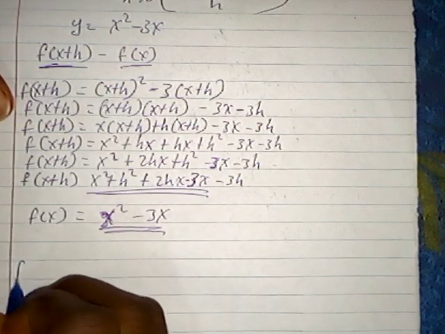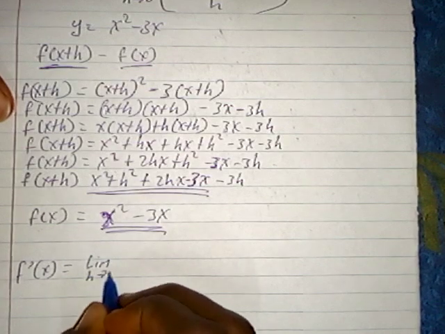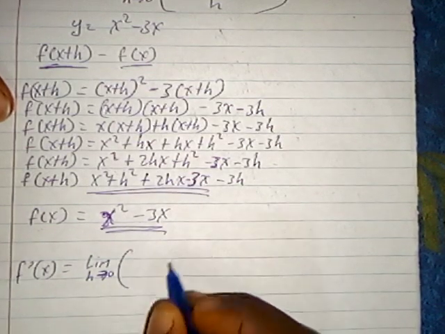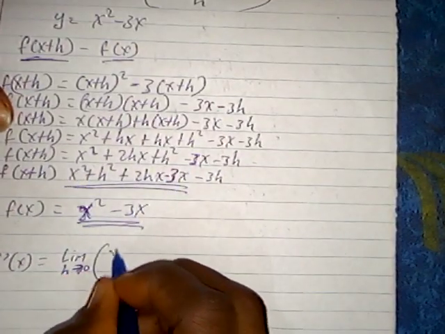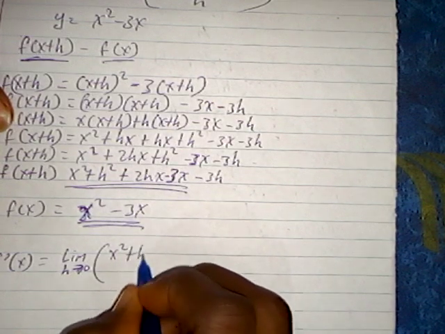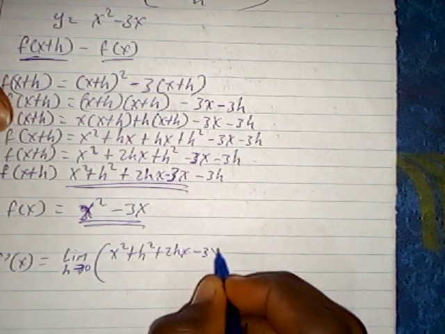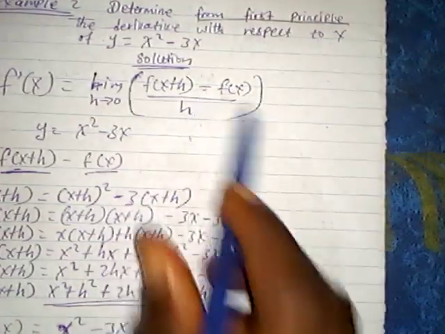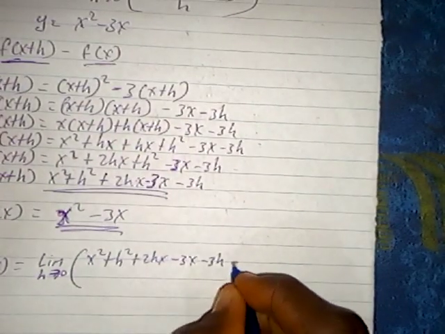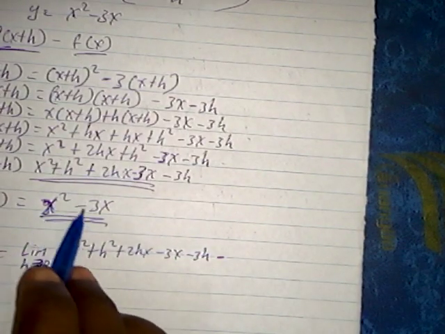Similarly, what we did in example 1. So the first derivative, where h is moving towards 0, right? What is in the formula? We say f of x plus h. What's the value of f of x plus h? Is this one. So we say x square plus h square plus 2hx minus 3x minus 3h. In the formula there's a minus sign. We say minus. After then we say f of x. So what's the value of f of x? Is x square minus 3x.